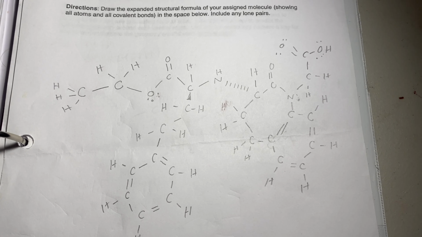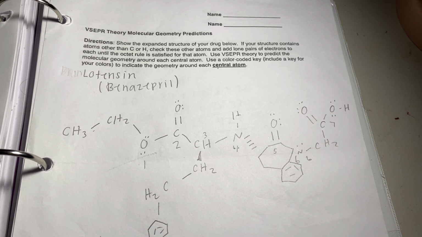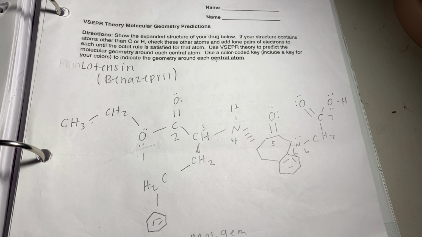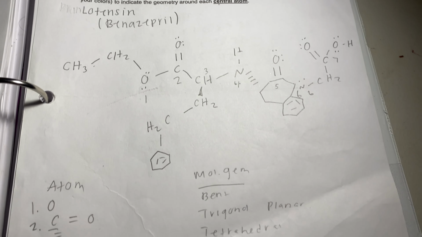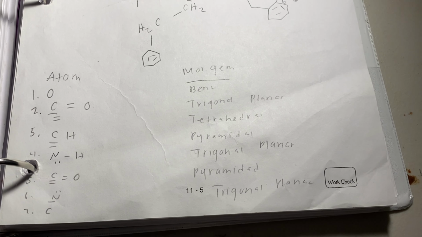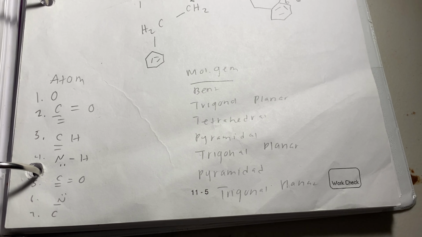So for this page now, we are on the theory molecular geometry predictions. Instead of putting color-coded, I put numbers to indicate the geometry around central atoms. And at the bottom, it shows you what number 1 is, what number 2 is, number 3, number 4, number 5, number 6, and number 7.